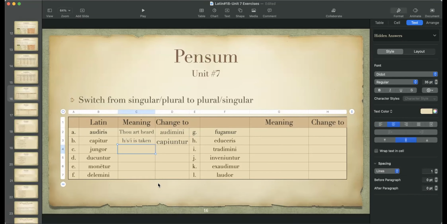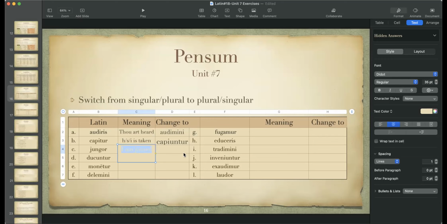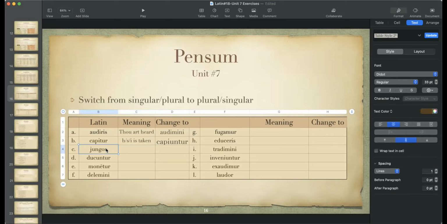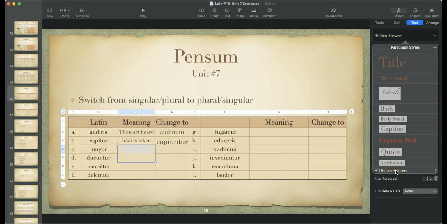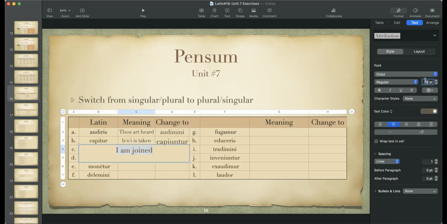Jungor. Now, this is a test to find out who has memorized the vocabulary at the end of the book. Okay, jungor is joined. We get the English word joined, and this is, not junction. Yeah, junction, I think, is where we get that. Or I mean, we get junction from it. Yes. All right. And then the plural.